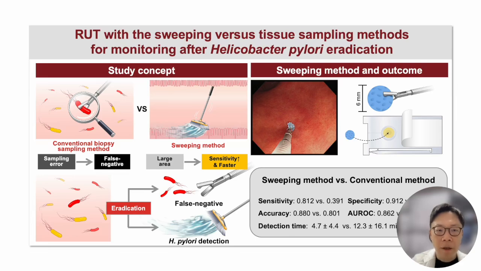As a result, rapid urease test with the sweeping method for H. pylori detection has a higher sensitivity than the biopsy sampling method after eradication. The detection time for H. pylori infection was shorter using the sweeping method than using the conventional tissue sampling method. In addition, this method is safe as it does not damage the gastric mucosa.